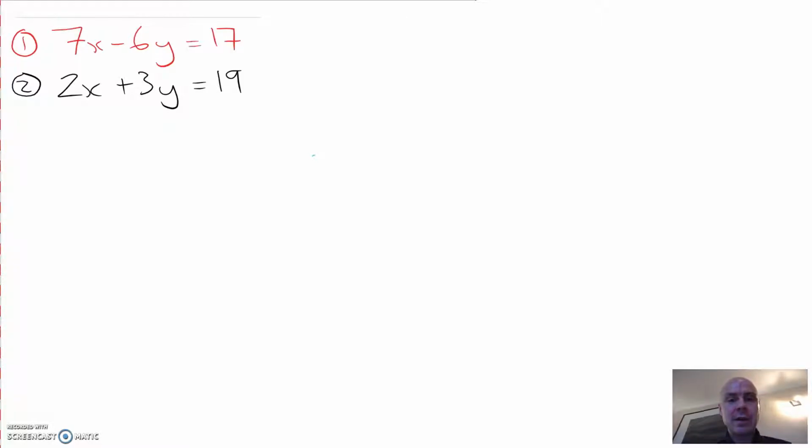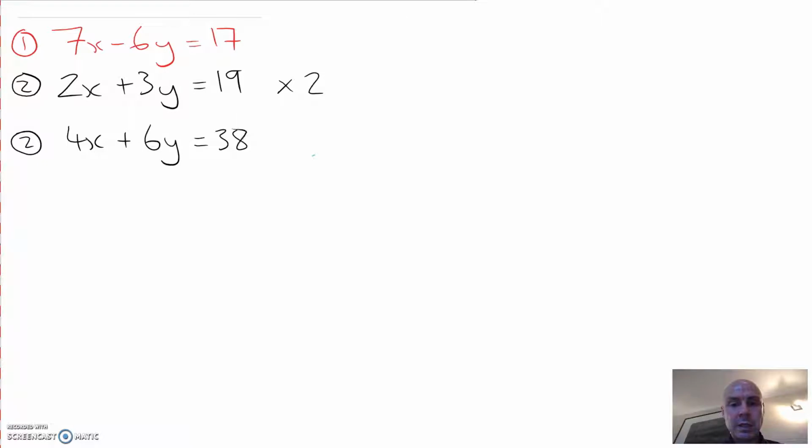Well, I'm looking at that second equation, thinking if I multiply it by 2, I should get 6y. And it doesn't matter if the signs are different, okay, as long as my coefficient numbers are the same, we're good to go. So I'm going to try that. I'm going to write out equation number 2, and I'll multiply every term by 2. So 2x multiplied by 2 is 4x. 3y multiplied by 2 is 6y. And 19 multiplied by 2 must be 38.